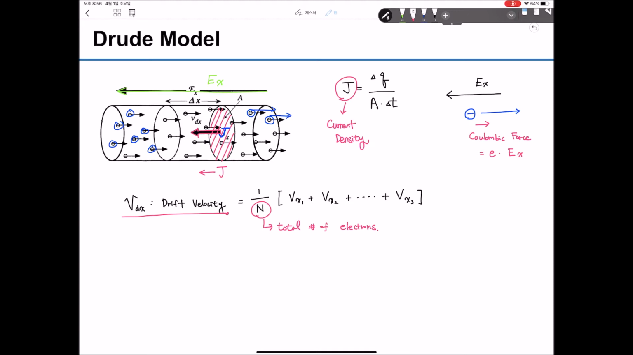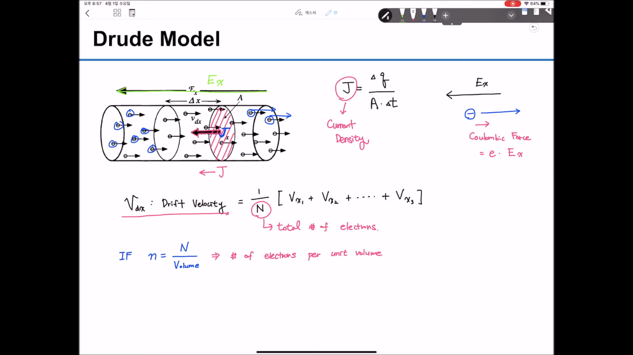Okay. So now here I want to give you a new definition. If n is equal to N divided by the volume of the system that you're considering, then here you can get the number of electrons per unit volume. Okay? All right. Cool.